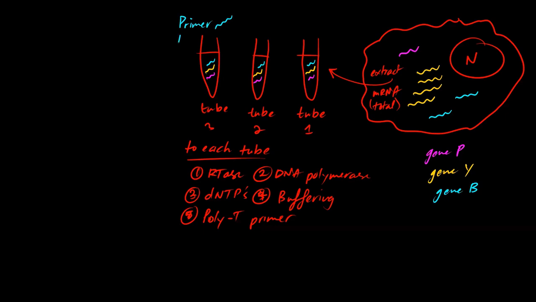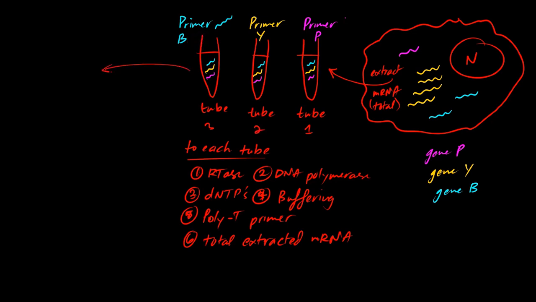So we're going to call it primer B. To tube number 2, we add primer Y. And for tube number 1, we add primer P. So all 3 different tubes, they have the same mRNA. Let me add here number 6, total extracted mRNA. So in each tube, we add the same 6 components, except in each tube, we add a different primer. So we have 2 types of primers in each tube. Poly T primer and a specific primer.